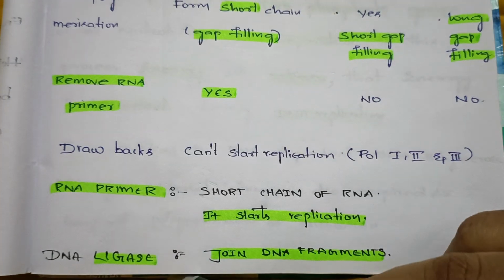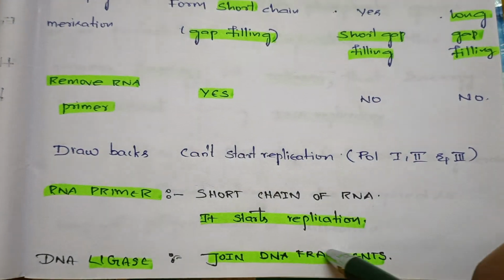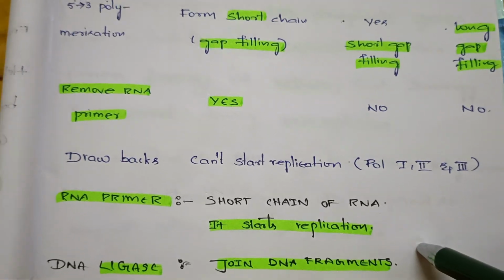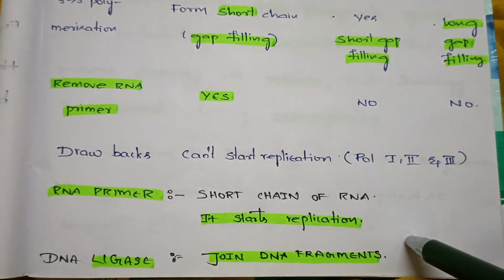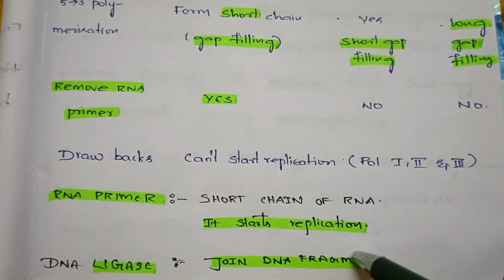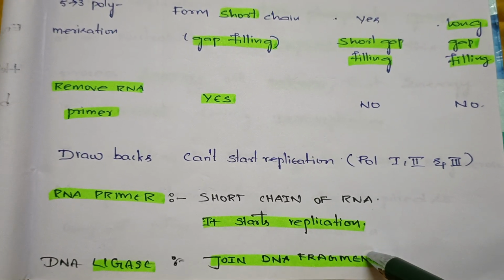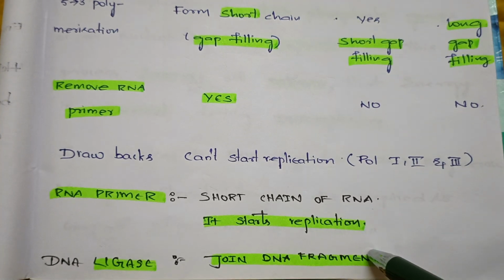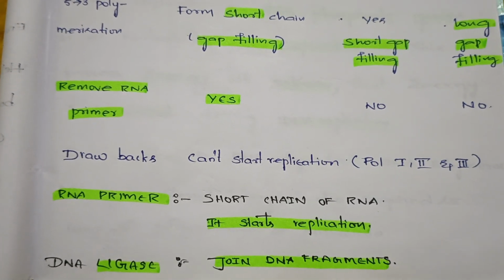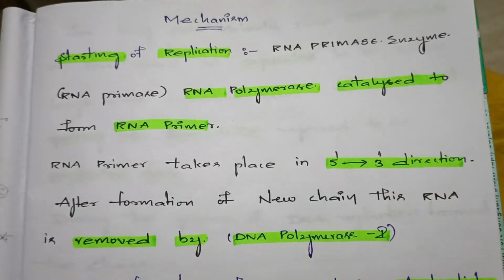And what about the DNA ligase? We will have two newly developed DNA strands: one is the leading strand, another one is the lagging strand. Because of that, the lagging strand has small pieces of DNA. These pieces will be joined to form one DNA by the DNA ligase enzyme.